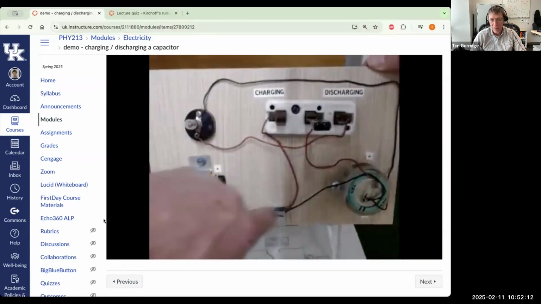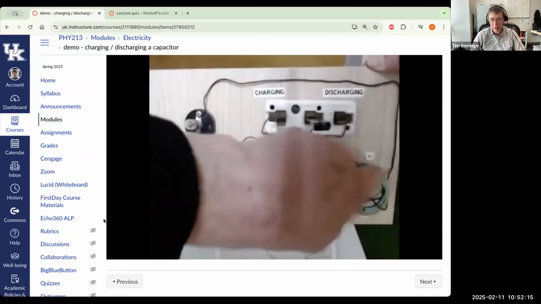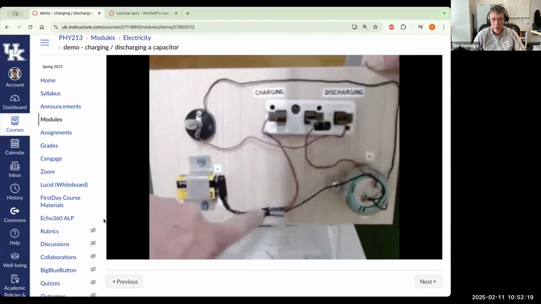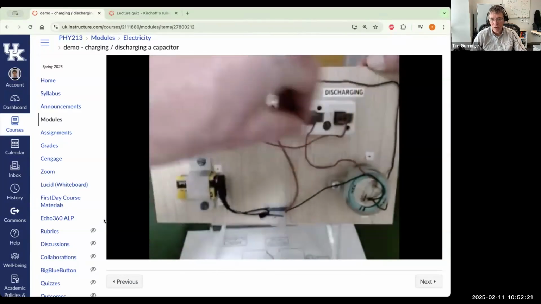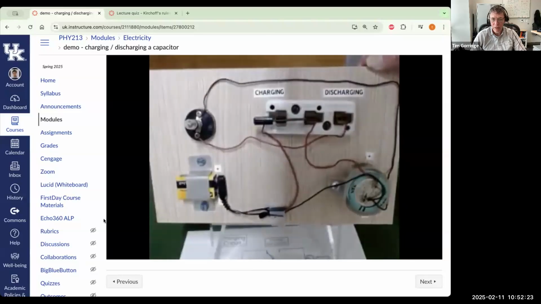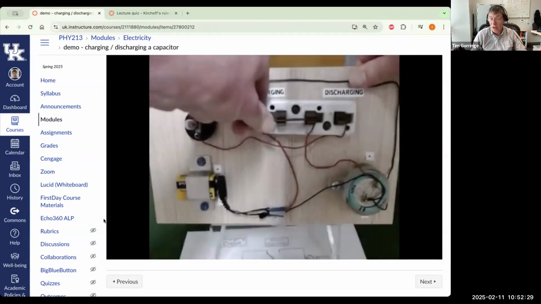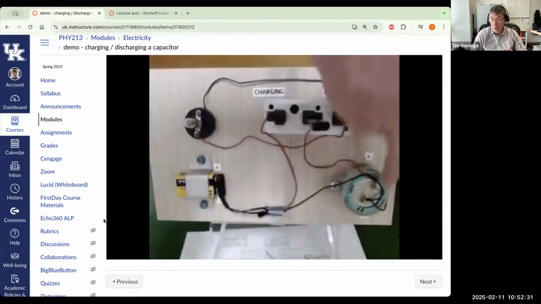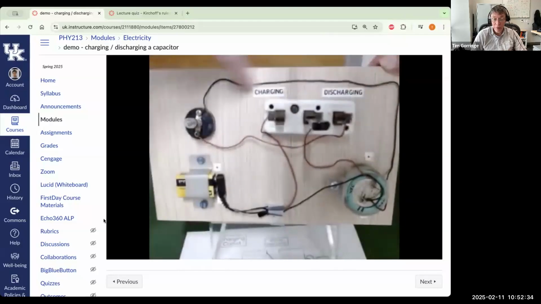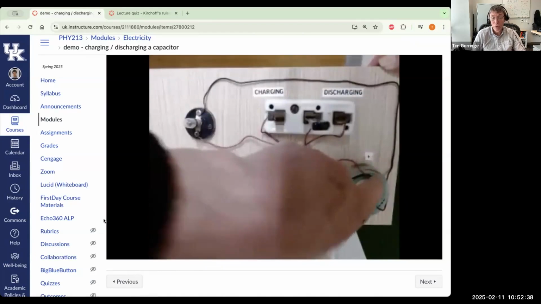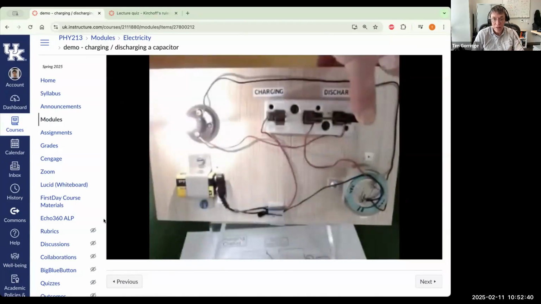Over the next minute, I'm going to show you the charging circuit where the battery is connected to the capacitor. I'm charging up the capacitor. Now, you can't see the charge accumulating on the capacitor, but I did accumulate charge on it. I'm going to show you that by connecting the plates of the capacitor together through the resistor, the light bulb. So I'm going to discharge.